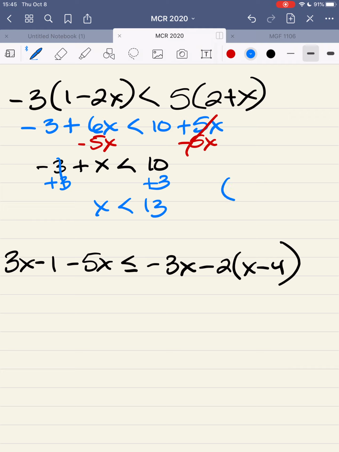And again, my interval notation, if you want to do a quick graph and figure it out for yourself, is negative infinity to 13, and 13 has a parenthesis.